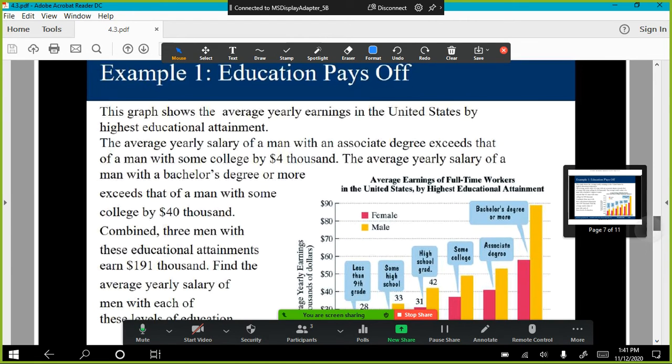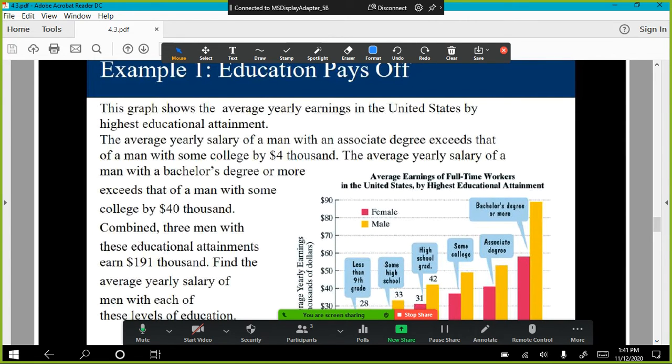So here is more of what we're actually doing. We're given a problem, and we've got to pull out the information we need. We need to set up an equation. So this graph shows the average yearly earnings in the United States by highest educational attainment.